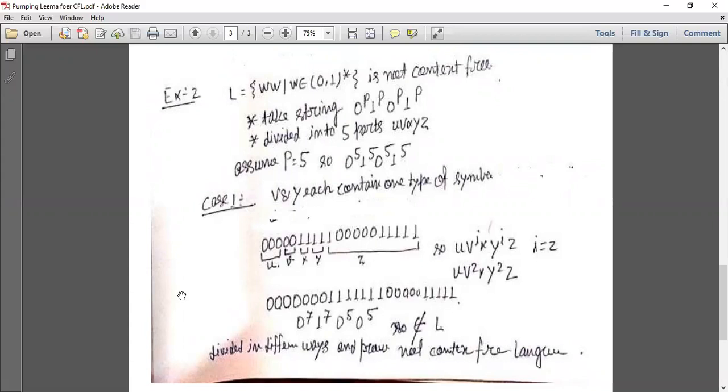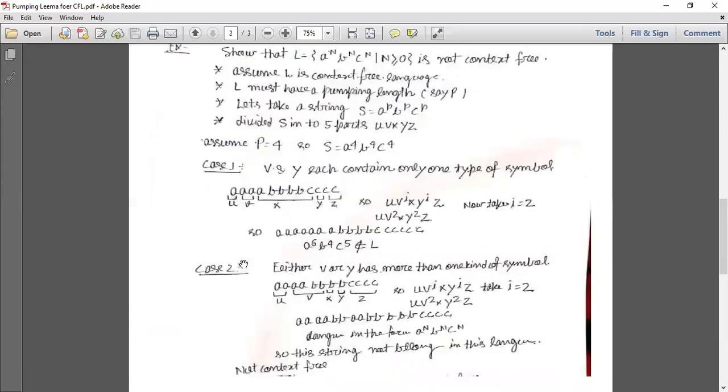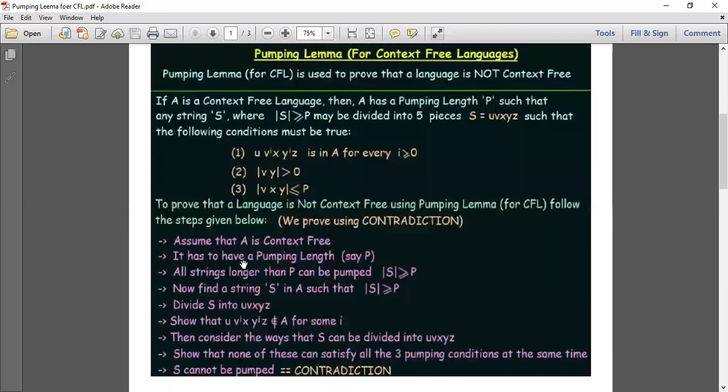I hope the things are clear, right? This is the concept of the pumping lemma, and how to prove with the pumping lemma whether a language is context free or not. So if you have any problem, you can contact me, and you can take one or more examples and solve them on your own. If you have any problem, you can contact me. And then, thank you so much.